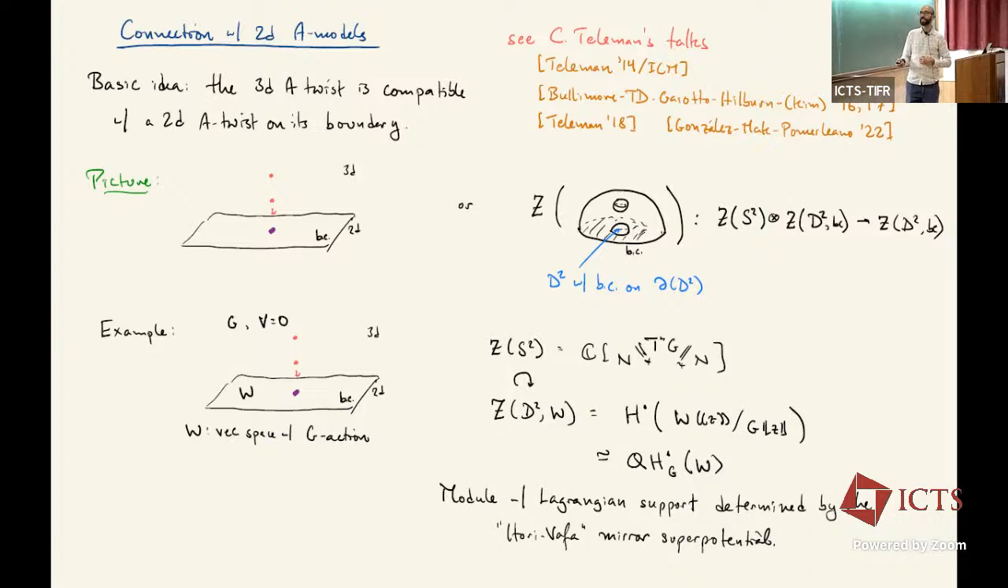So what one gets from this picture, which has now been made rigorous, this picture was discussed in work of Teleman and some work of ours, and was made rigorous recently by Gonzalez-Mach and Palmeriano. Anyway, what I've said already, one gets actions of 3D Coulomb branch algebras on quantum cohomology.